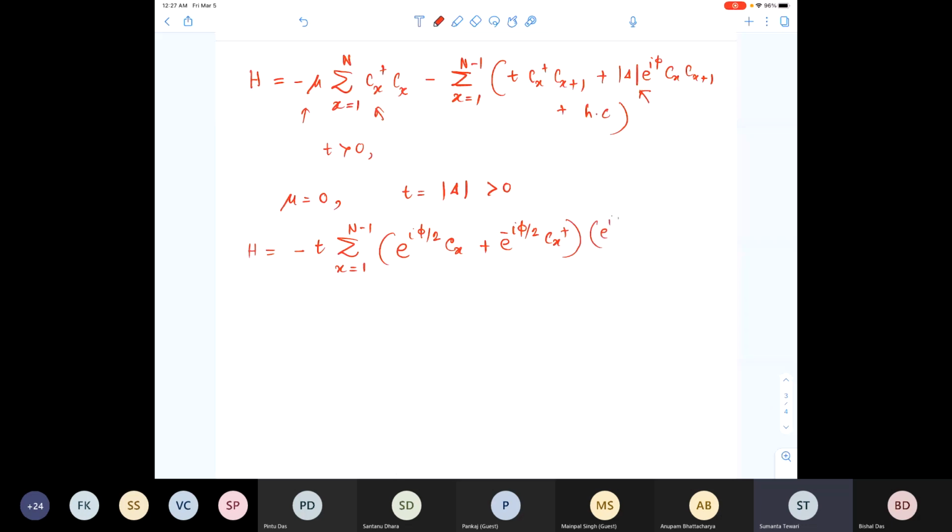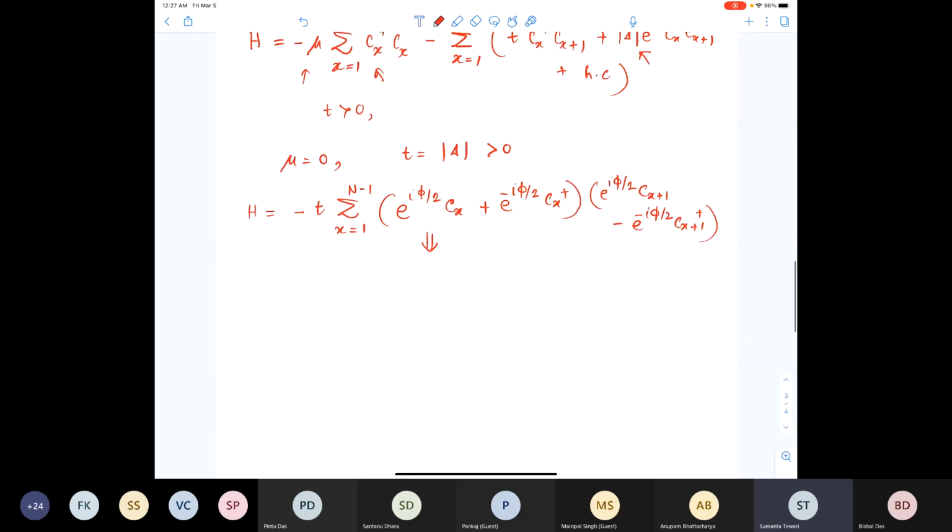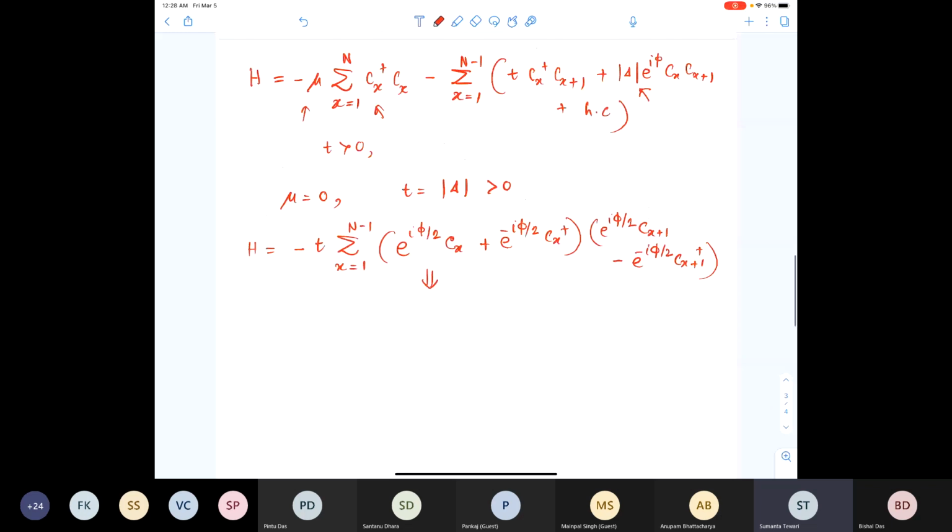I'm going to work this out in real time. It will not take a lot of time, but I think it's important to actually work this out in real time. So it's e to the power minus i phi by 2 c_{x+1} dagger. So that's what happens with the Hamiltonian. You might ask, well, how do I get this? Let's just check whether or not this is indeed equal to that.